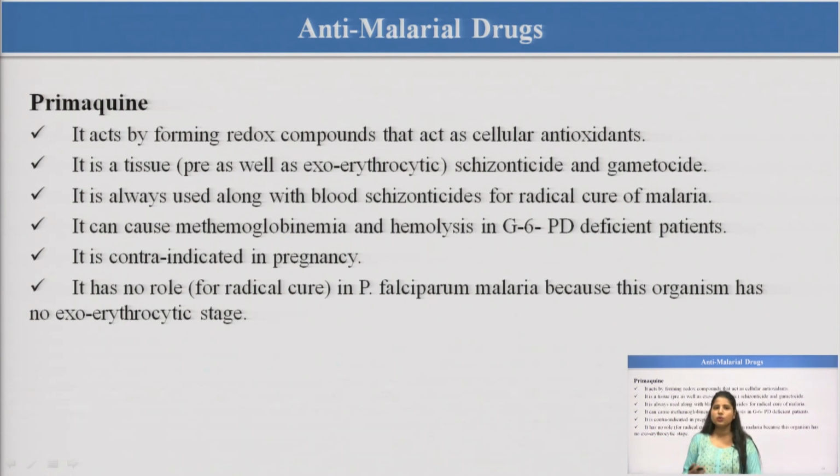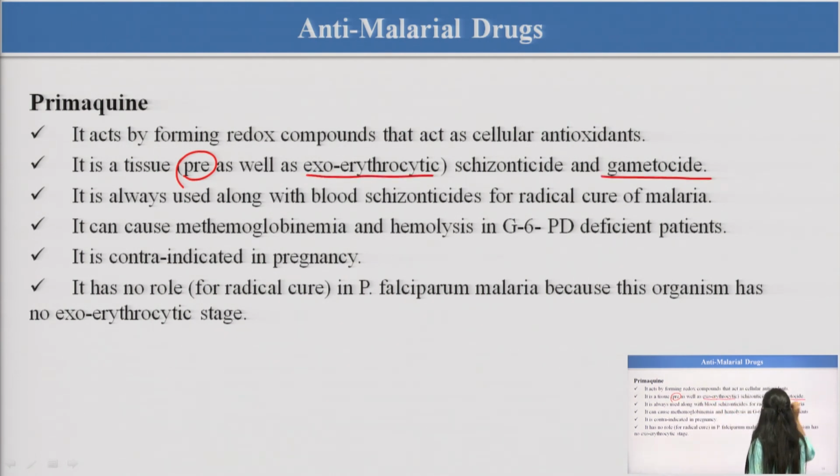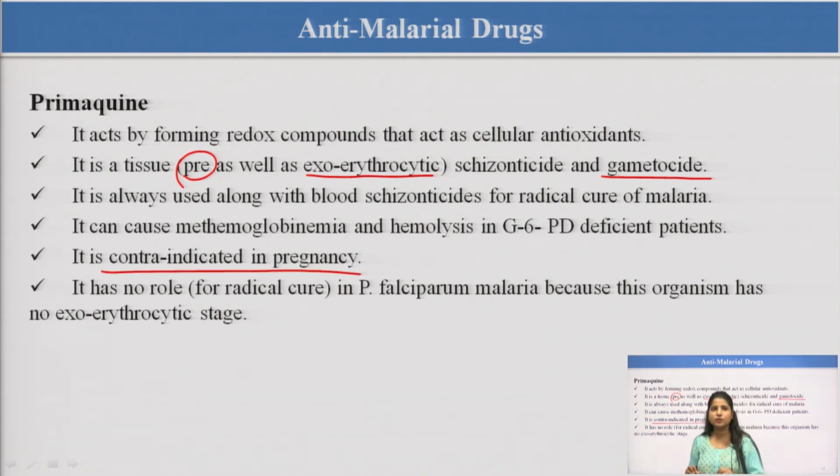Then primaquine is a very good drug which is used for many of these stages. It is forming some redox compounds, some free radicals which kill the plasmodium. It works on the pre-erythrocytic stage as well as the exoerythrocytic stage and works as a gametocide as well, but it is contraindicated in pregnancy. There is also one problem with primaquine: it is causing methemoglobinemia. In methemoglobinemia the hemoglobin is altered, leading to many problems. CNS problems and many severe effects will be there. So, this needs to be taken care of.